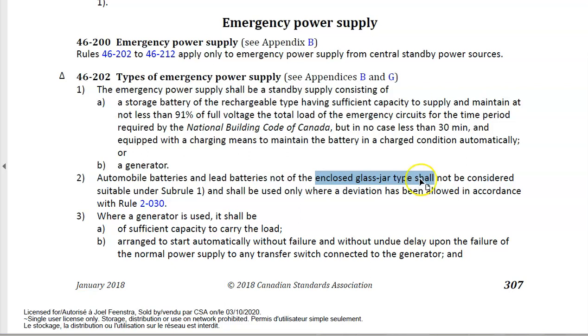That just sounds dangerous. When we have a generator, it shall be of sufficient capacity to carry the load, and it shall be arranged to start automatically without failure and without undue delay upon the failure of the normal power supply to any transfer switch connected to the generator. Some cases we will have only a central generator and we'll have smaller distributed transfer switches that are going to be going throughout the building.